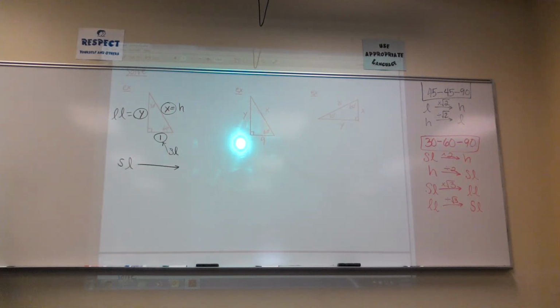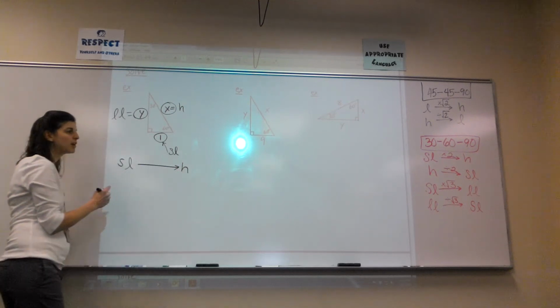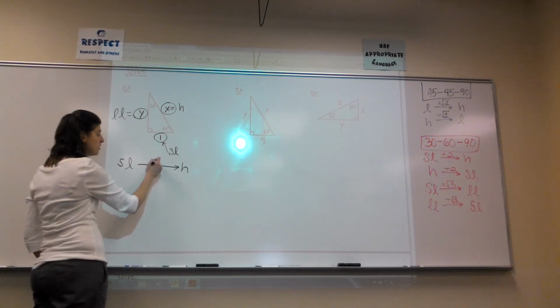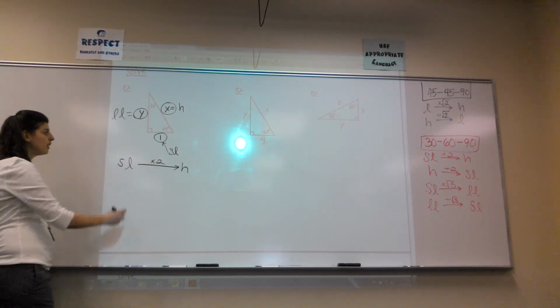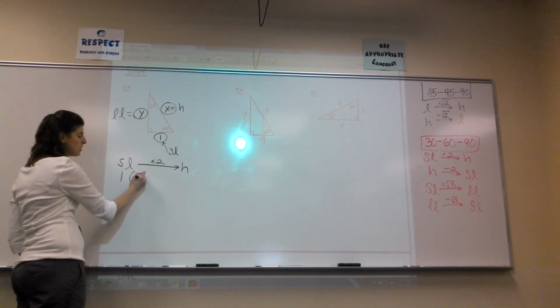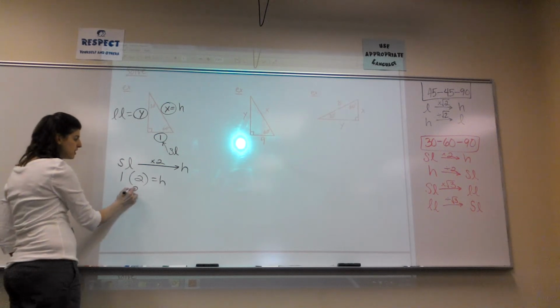We want to find the hypotenuse and the long leg. What do you want to find first, the hypotenuse or the long leg? Hypotenuse, okay. To find the hypotenuse, what am I going to do given the short leg? Multiply by 2. Very good. So you're going to take 1 and multiply by 2 to get h. 1 times 2 is 2.